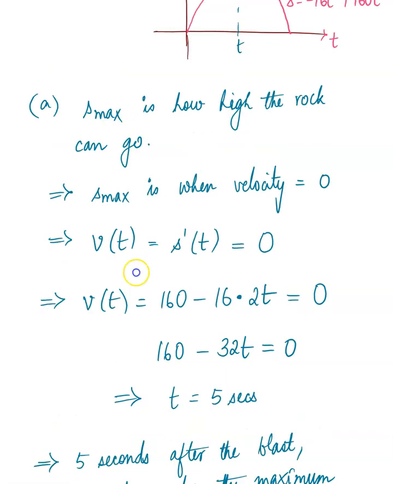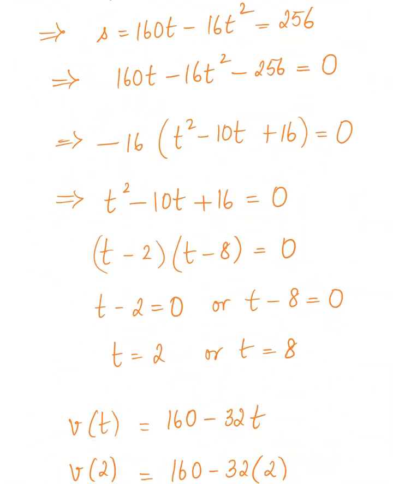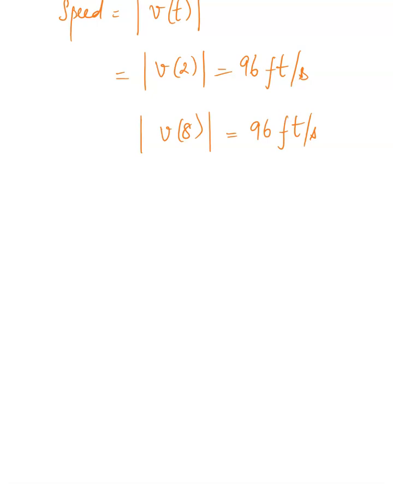Then we go to part C. What is the acceleration of the rock at any time t during its flight after the blast? What is the acceleration? Recall that acceleration is the derivative of the velocity. How fast is the velocity changing? That's what it means to say, what is the acceleration? So, using our derivative idea, we can always calculate that and say acceleration a of t is v prime of t.